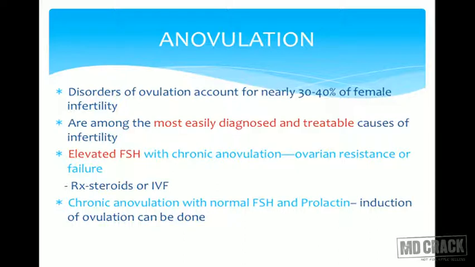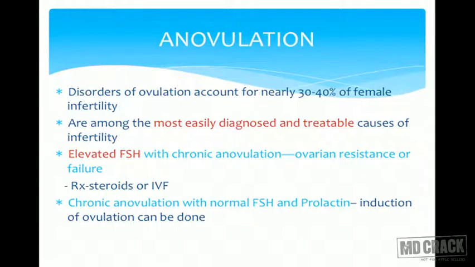But there are some types, like a patient with anovulation where FSH levels are very high, elevated. That means there is no ovulation taking place and FSH is very high. That tells us that there is ovarian resistance. Ovaries are not ovulating, that's why the pituitary is continuously sending FSH. FSH levels high, estrogen levels low, the ovaries are resistant or failed. In such cases, we have to calculate the ovarian reserve of that particular patient, and we cannot waste time doing IUI or other modes of treatment. We should directly take that patient for IVF.